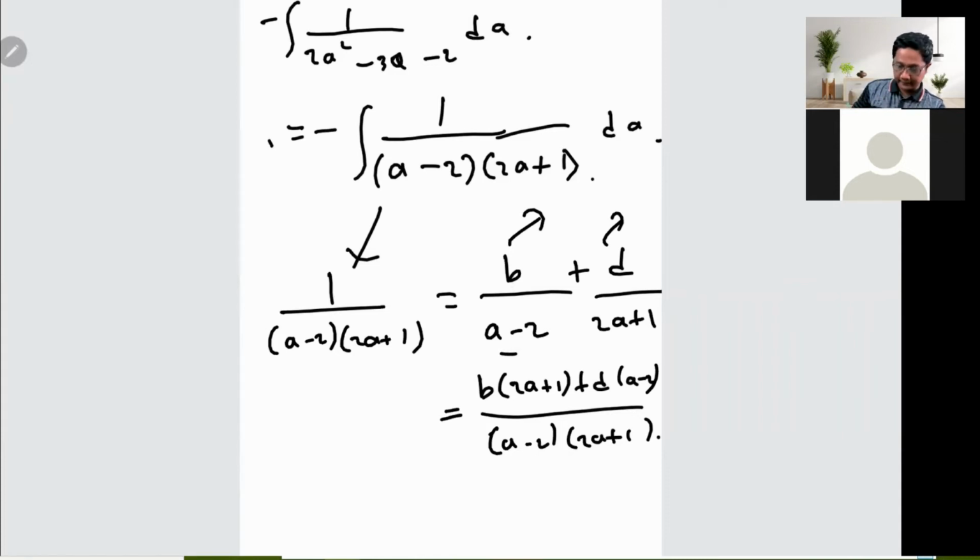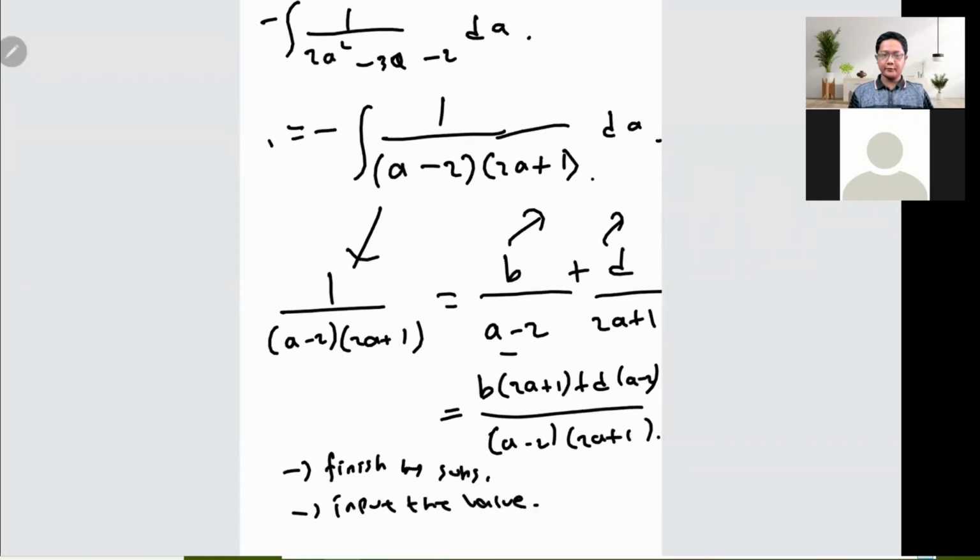Okay. Finish by substitution, and input the value. That's the rest of what you have to do. At least you know the idea of what we have to do, and the rest just depends on your exercise, how hard you push yourself.